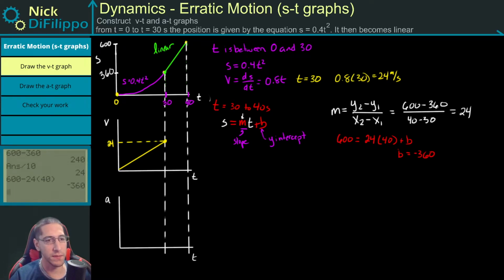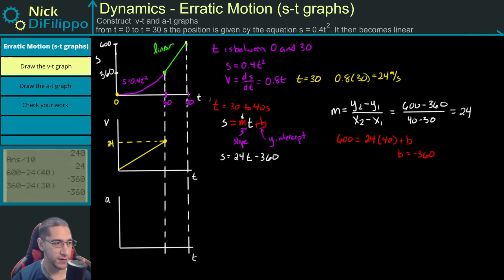And that means the equation of this line is s equal to 24 times time minus 360. And if we had chosen the other point, that would be fine. We'd have 360 minus 24 times 30, and again we would get that this is equal to minus 360. So it doesn't matter which point we chose because it's a linear line.